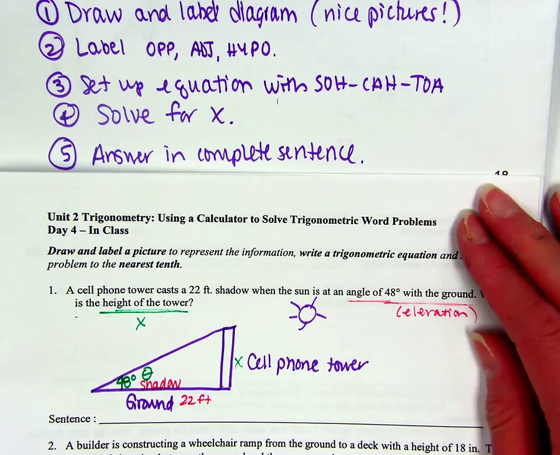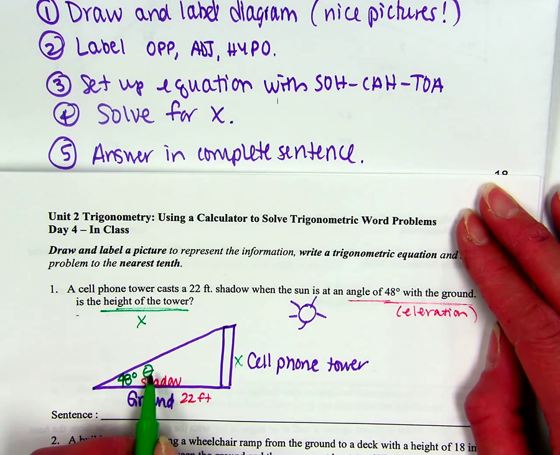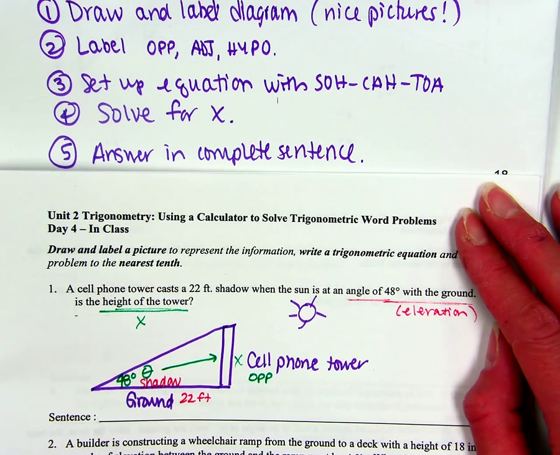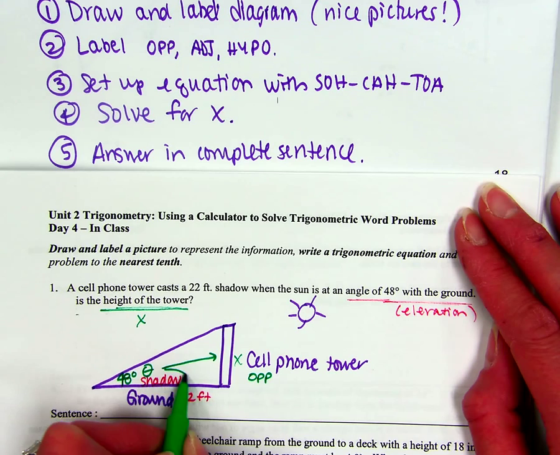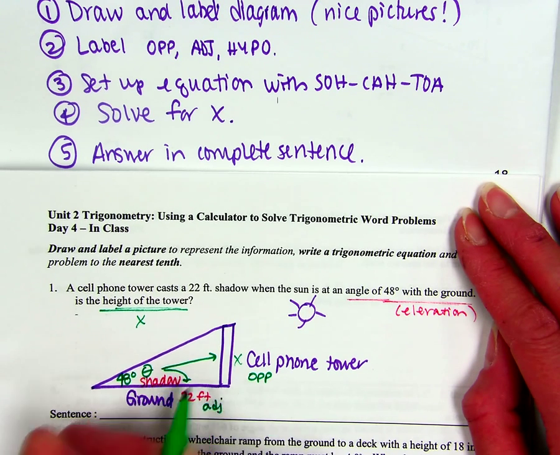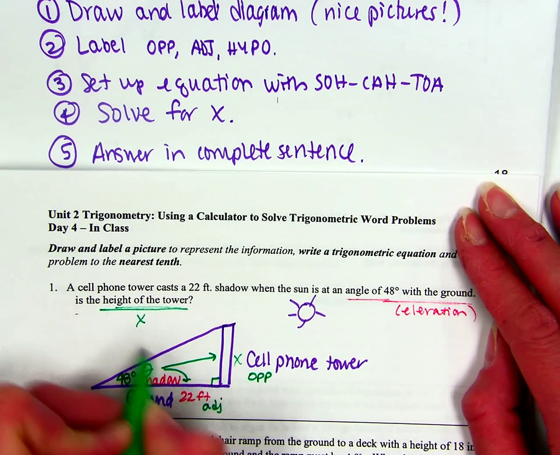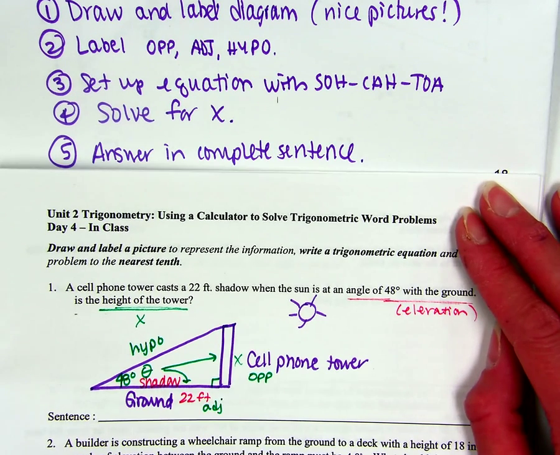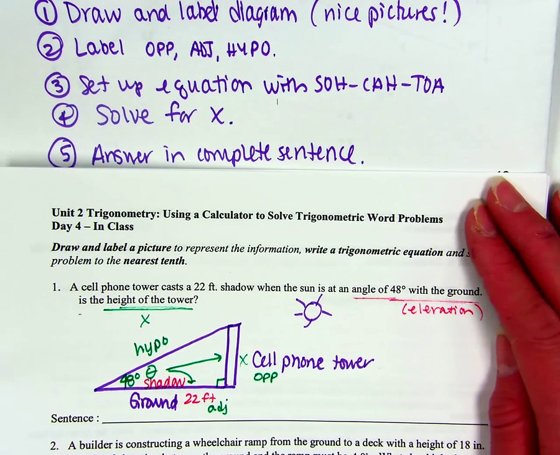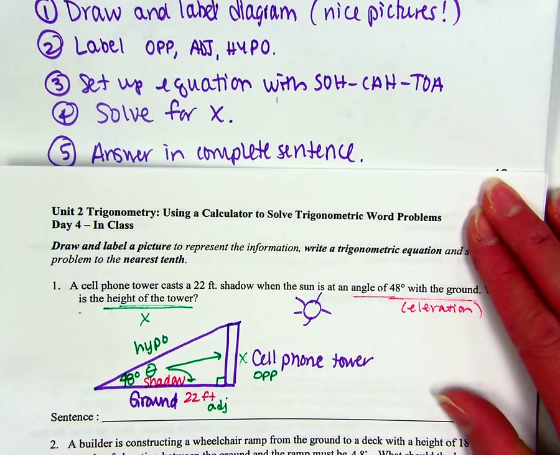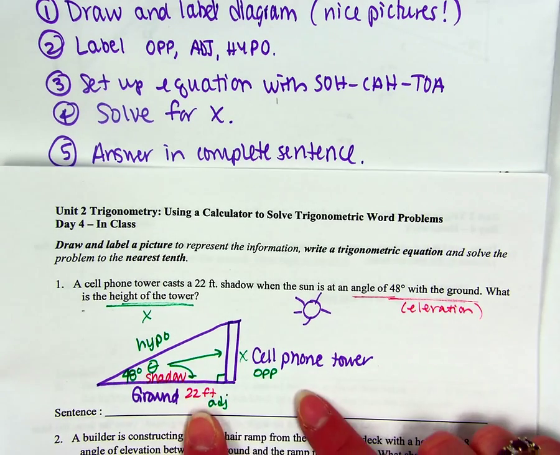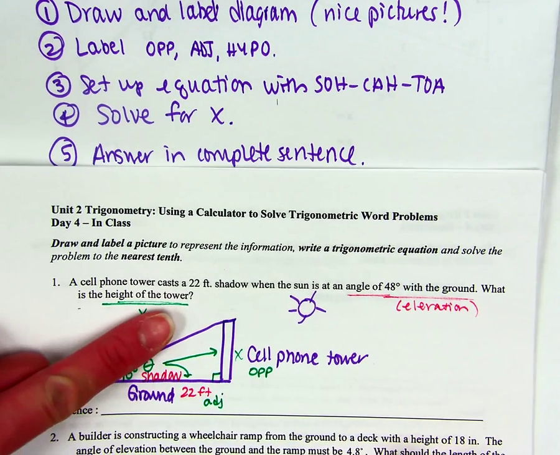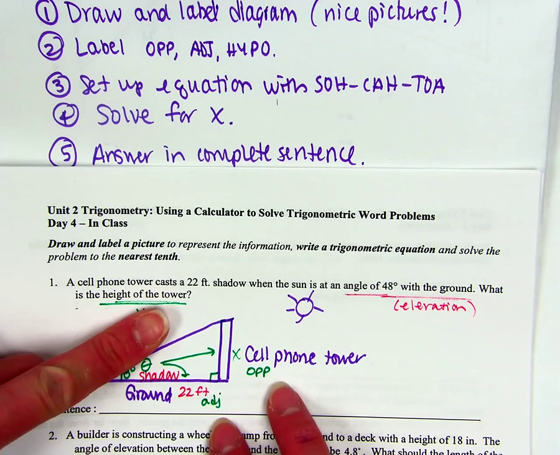All right, so step 1, draw and label a diagram. Step 2, label opposite, adjacent, and hypotenuse. So from here, I'm going to look at where is opposite, directly across from the 48. Where is adjacent? It means next to. And hypotenuse is your diagonal across from the 90 degrees. All right, so how are we going to set up our equation? Look at the ones that have values labeled in them. So we have 22 and x. These have labels. This hypotenuse has no labeling, so we're going to cover that up. We need to look at opposite and adjacent.